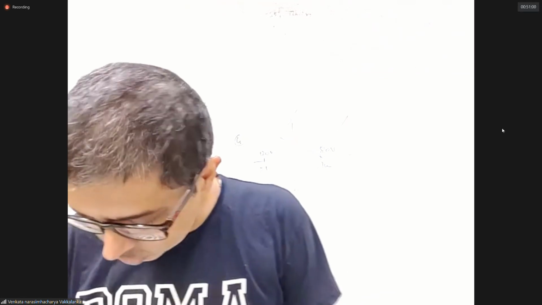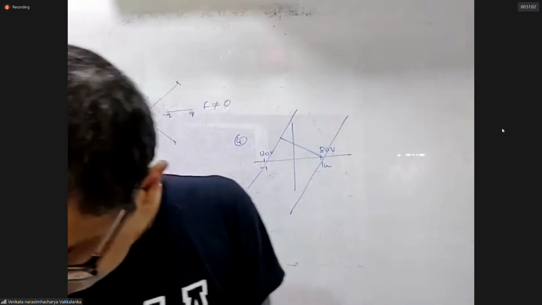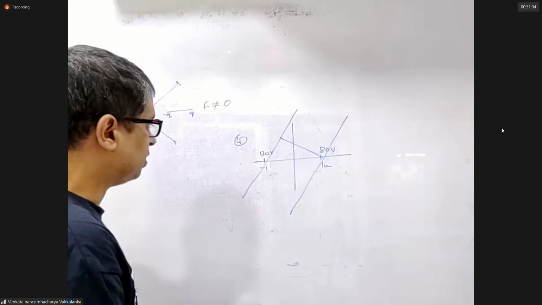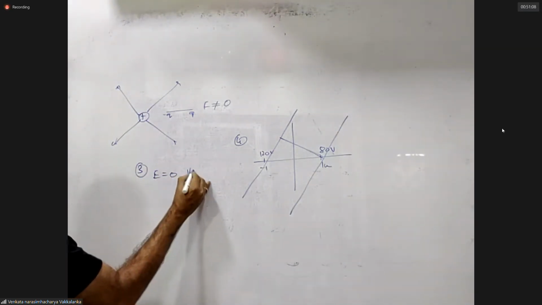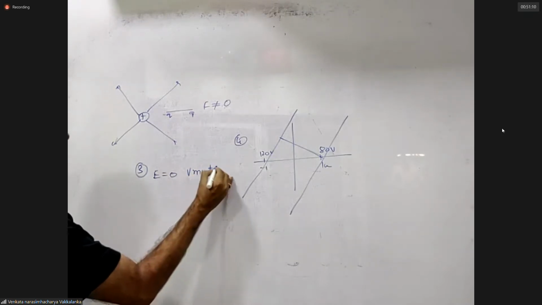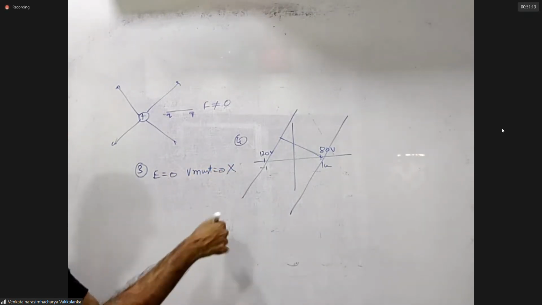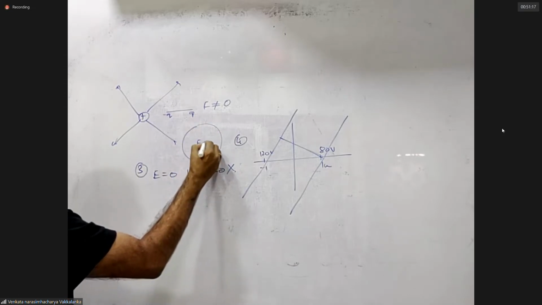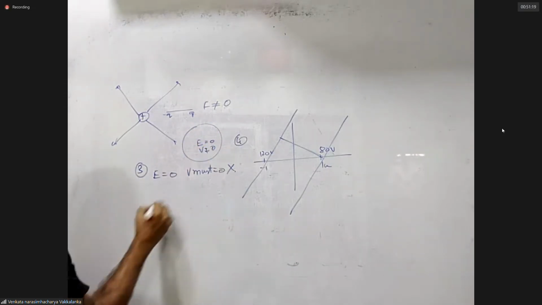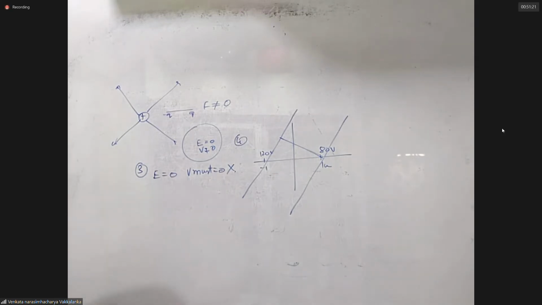Have a look at the first bit. He says if field is 0, potential must be 0. This is wrong. Take a hollow sphere. The field inside is 0, but the potential is not 0.